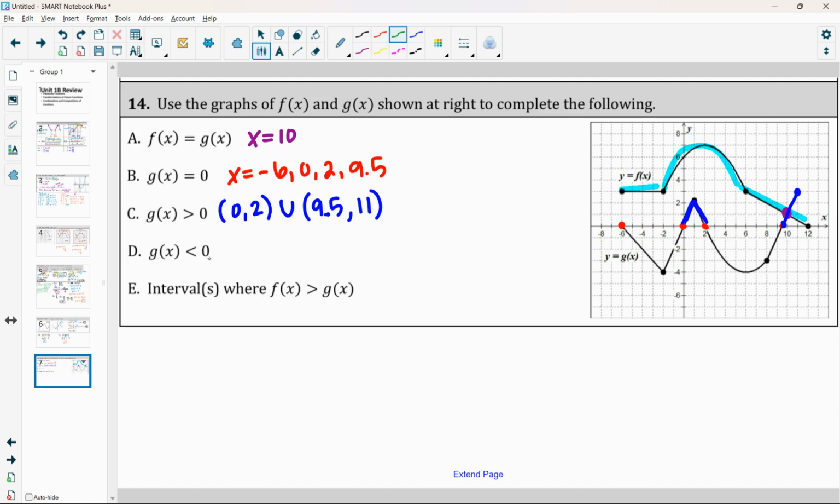Then when is it below 0? When is the g function below 0? Well, that's down here in these two chunks of the graph. That's from an x value of -6 until 0 for that first chunk. And then again, from 2 until 9.5.